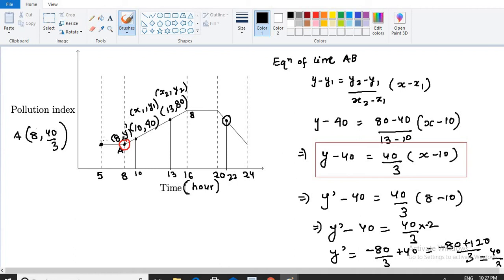Now what will be this point, everyone? The 5 value is already given, and you know that Y is constant here, pollution is constant here. So what will be the value of Y at this point? This will be 5 comma 40 by 3 again. Now let's jump here. What will be this point? Y is again constant, because it was saying that at 12 AM the pollution index again reaches whatever it was at 5 AM. So again Y will be equal to 40 by 3. So this point will become 24 comma 40 by 3.